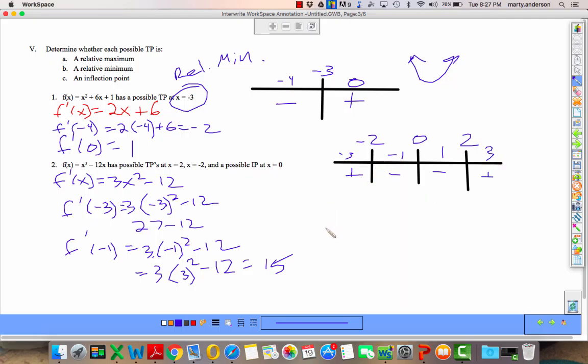So if I have a positive followed by a negative, I've got to have a max at negative 2. A negative followed by a negative, I've got to have an inflection point at 0. And a negative followed by a positive, I've got to have a minimum at 2. So you can tell exactly what they are. If you wanted to figure out what the actual points were, you would plug those values back in.